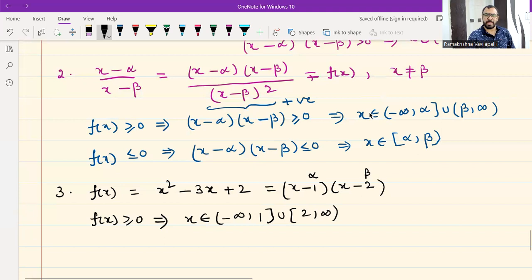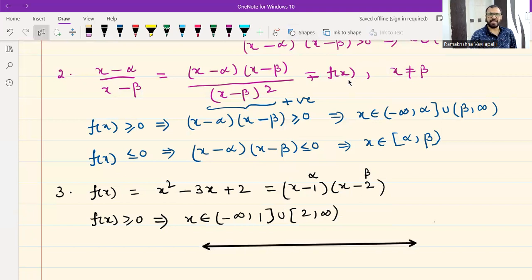Or if you do not remember the above formula, there is no problem at all. Just you take the real line. This is the real line. Plot the zeros. Here, one zero is 1, another one is 2. You keep the positive sign rightmost on the real line. Now change the sign. Anyway, here the powers of each factor is odd. So now here plus. So minus infinity to 1 and 2 to infinity, that expression is greater than or equal to 0.